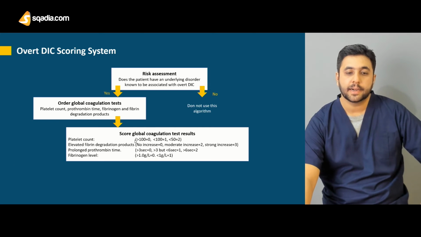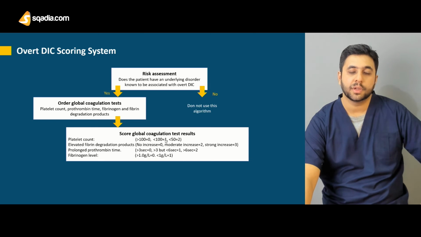So if the platelet count is greater than 100, then that is a 0 score. That is a favorable figure, which is the place where we want to be. But if it is less than 100 and greater than 50, then we give a 1 score to that platelet count. And if it is less than 50, then we give 2 score.